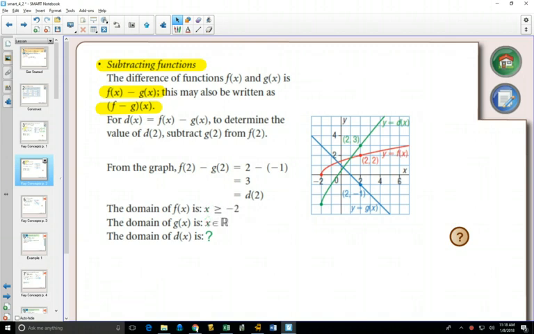Once again, you have to consider the domain only where the domain overlaps. And the overlapping domain is going to be true for adding, subtracting, and for multiplying. We're going to look at dividing a little bit later because dividing has some non-permissible values, which adds another level of complexity to it. But for adding, subtracting, and multiplying, you have to look where does the domain overlap.